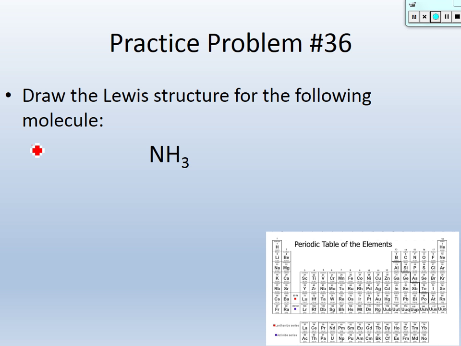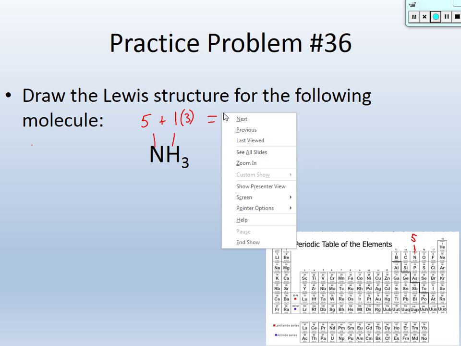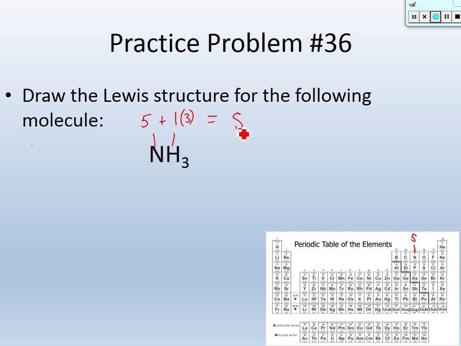Step number 1 was to count the valence. How many valence from nitrogen? Nitrogen's right here, so how many valence? Hopefully on your periodic table it says 5, because it does have 5 valence. Hydrogen has 1, but how many do I have? 3, so let's times that by 3. So what's 5 plus 3? Again, that's going to be 8 valence electrons.